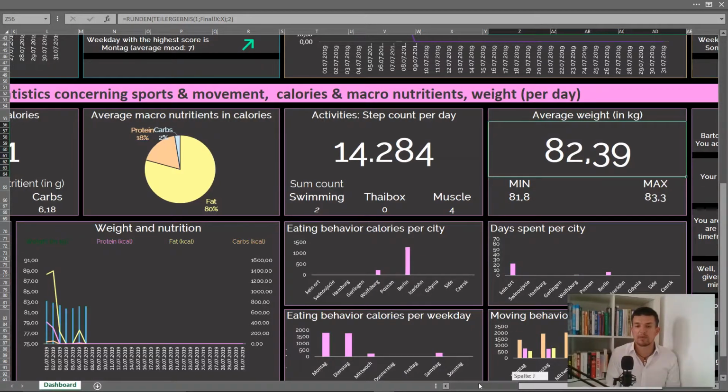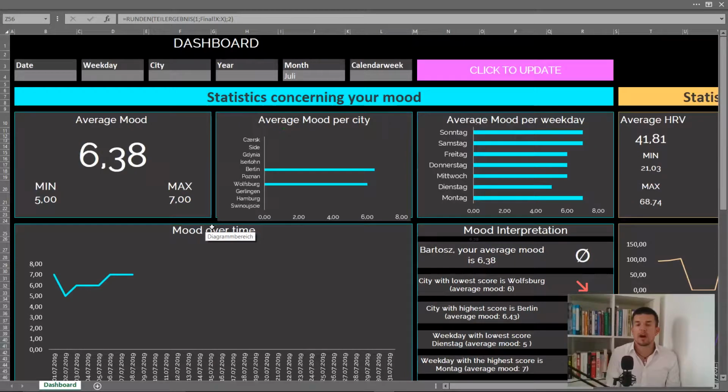As a next step, I want to understand when I tend to not optimize my eating behavior and my sports behavior. So this is why I will now get July out, and I will filter.